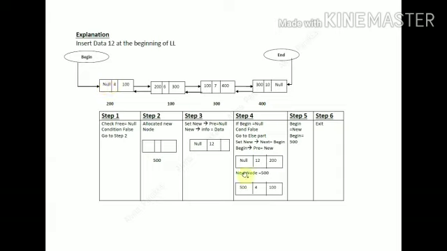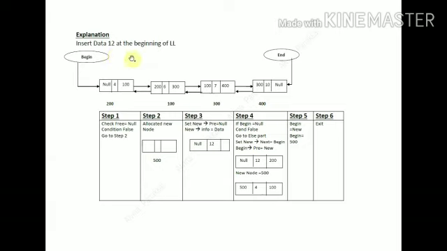Now step 5, begin equal to new. That is, now we are going to change the value in this begin pointer. What is the new address? 500. So that particular address we will assign here. This will be equal to 500. Okay, after completing that, the insertion operation is completed. We will exit from that particular program.